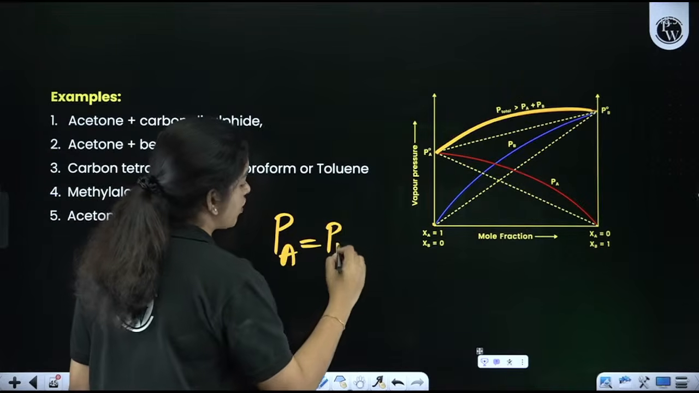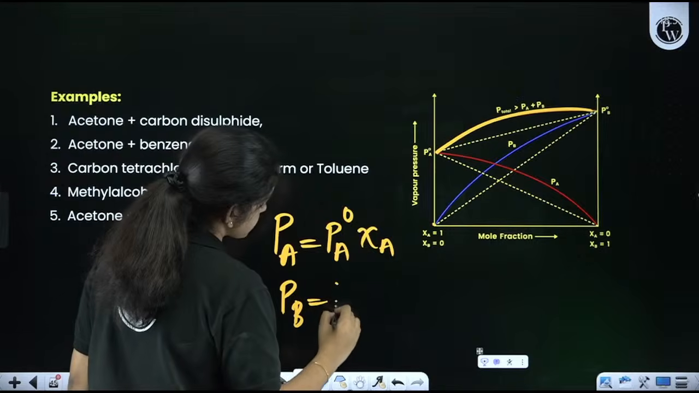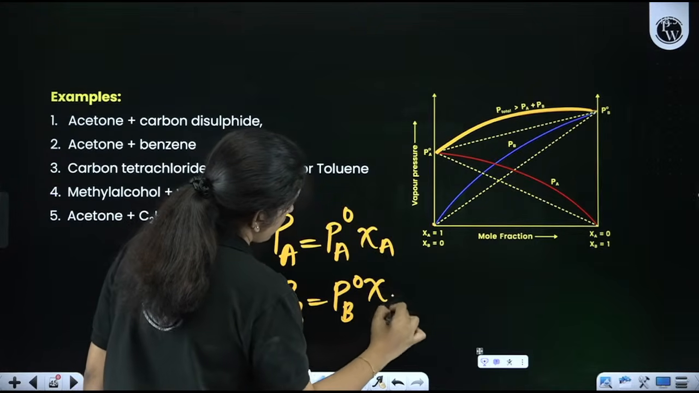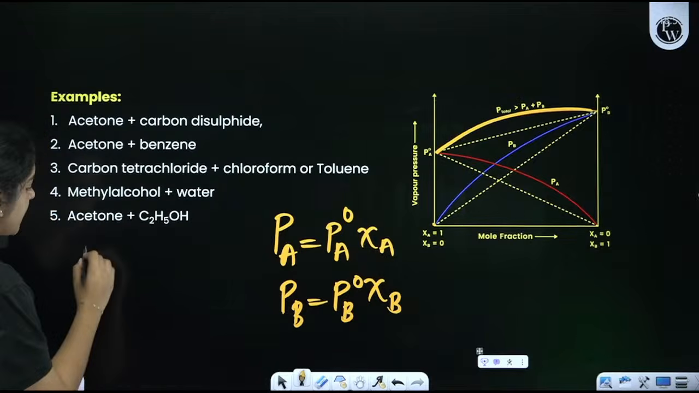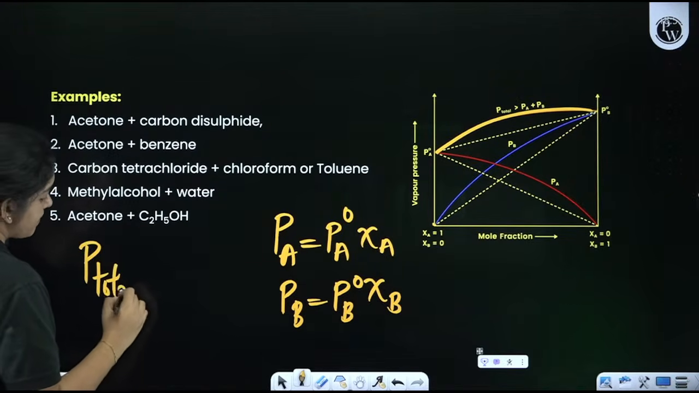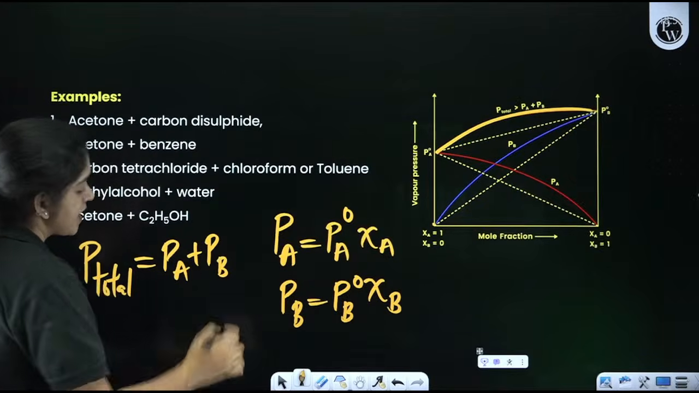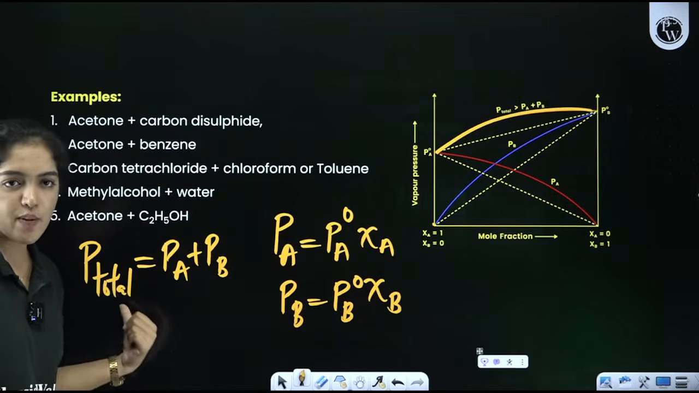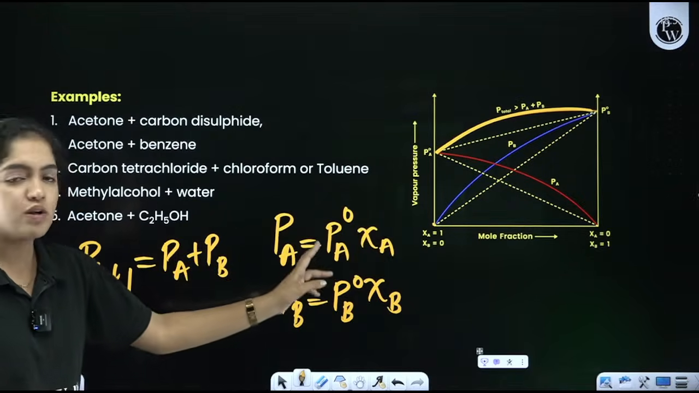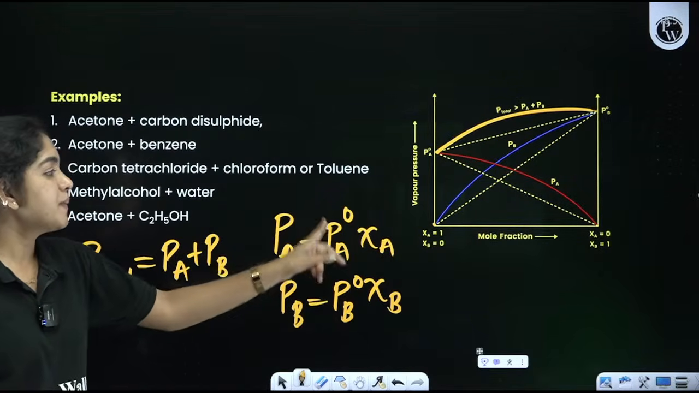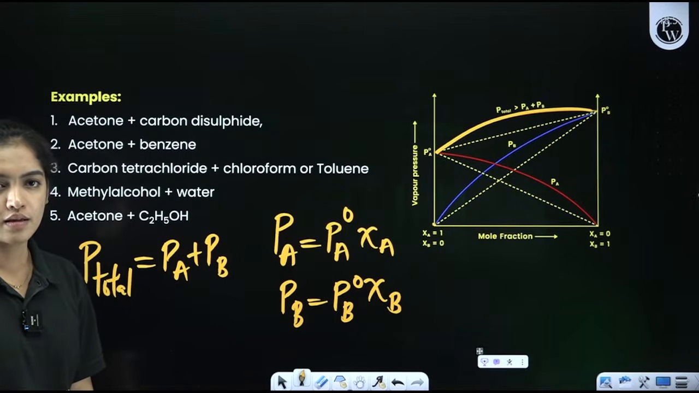So we can write PA equal to PA0 chi A, PB equal to PB0 chi B. These were the two equations. And how will we write the total equation? P total is given by P total equal to PA plus PB. First learn this, okay. The total vapor pressure is given by the vapor pressure of the individual ones, PA plus PB. And we know the equations for PA and PB. What is PA? PA0 chi A, PB is PB0 chi B. Okay. Clear?